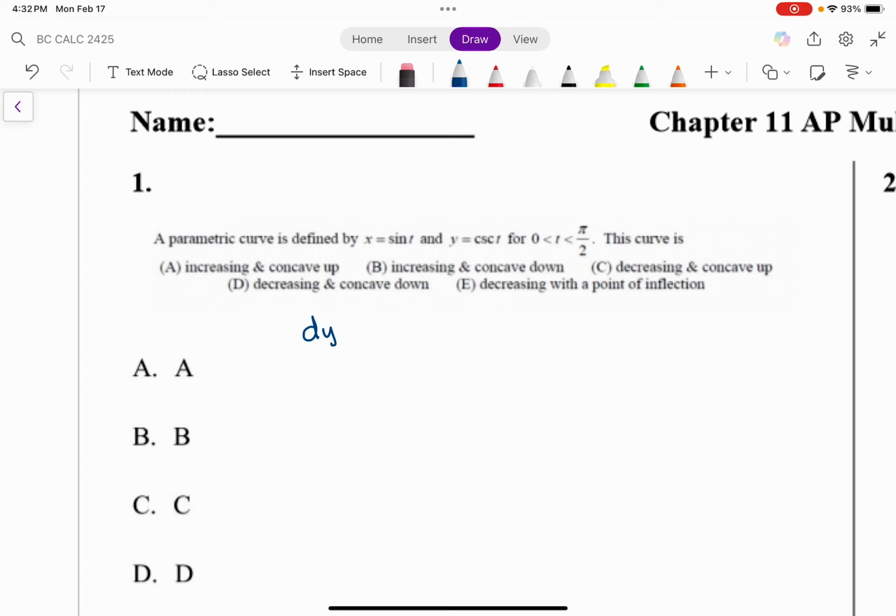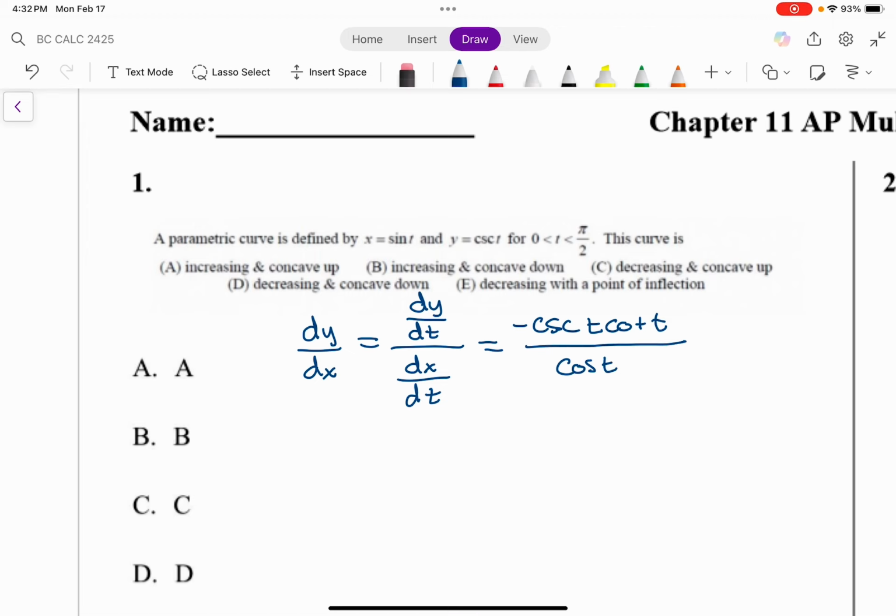So dy/dx. Recall that in parametric, that's dy/dt divided by dx/dt. So dy/dt would be the derivative of cosecant, which is negative cosecant t cotangent of t. And then dx/dt would be the derivative of sine. And we've got to evaluate this on the interval 0 to pi over 2.